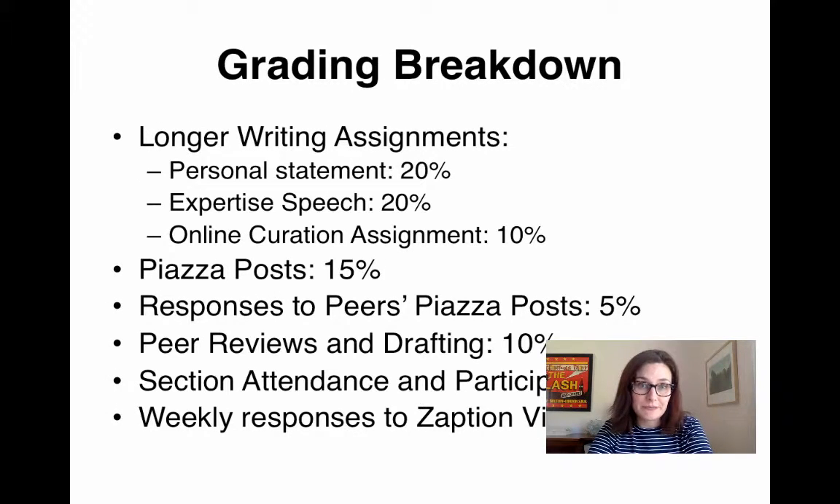So the grading breakdown. Your biggest chunk of your grade comes from your longer writing assignments. The personal statement assignment, which is what we're working toward right now with your upcoming Piazza posts, is worth 20% of your grade. The next assignment you'll be working on is a speech, an expertise speech, also worth 20% of your grade. And your final major assignment in the course is a collaborative curation assignment worth 10% of your grade.